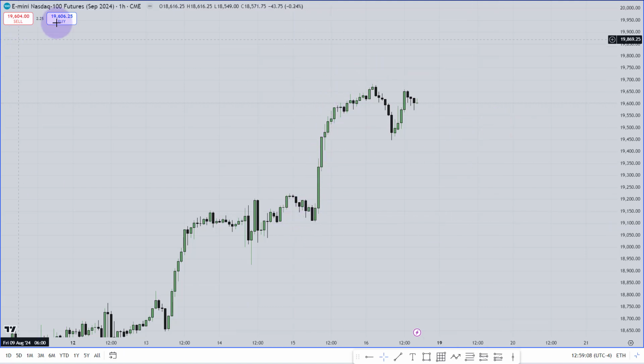This is the hourly chart for Nasdaq. When you see this type of big run, see this big run, never ever try to chase that run. This is the first important advice I got from ICT's episode 10. Please don't try to chase that run.